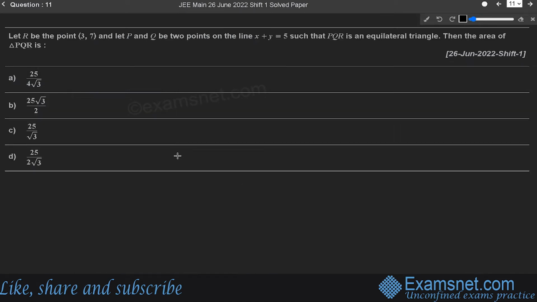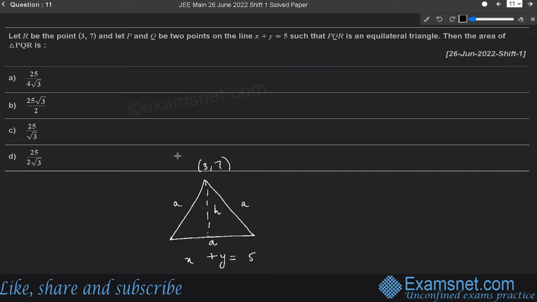Moving on to next question. Let R be the point (3, 7) and let P and Q be two points on the line x plus y is equal to 5 such that PQR is an equilateral triangle, then the area of triangle PQR is. So the question says about a triangle. So first let us make a triangle which is an equilateral triangle. Consider this as an equilateral triangle. We know that this is h and the three sides are a. This point is given (3, 7) and a line is given which is x plus y is equal to 5.